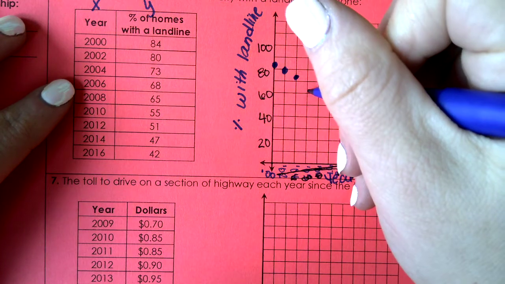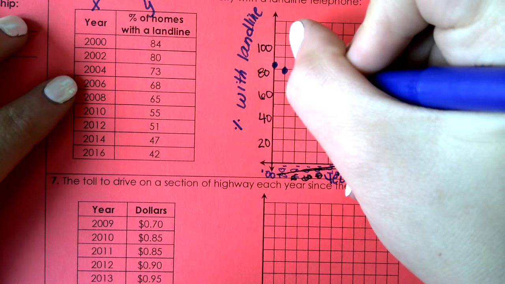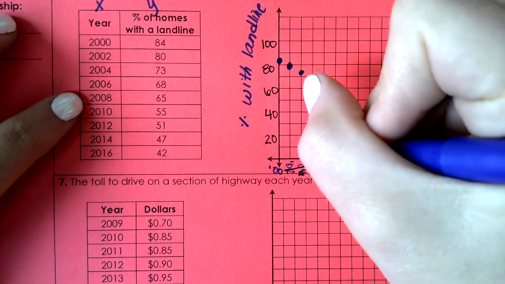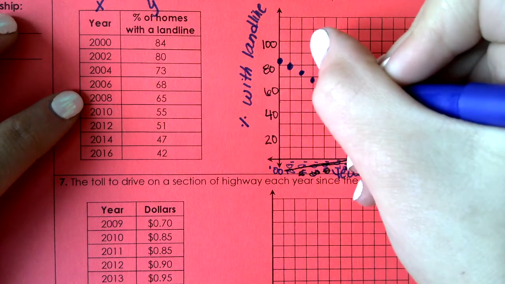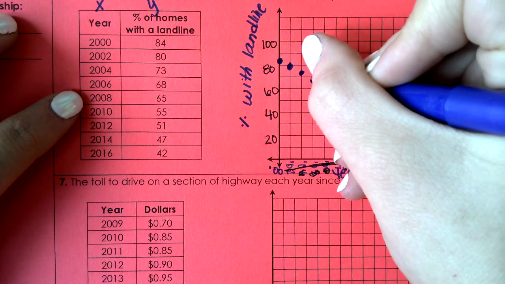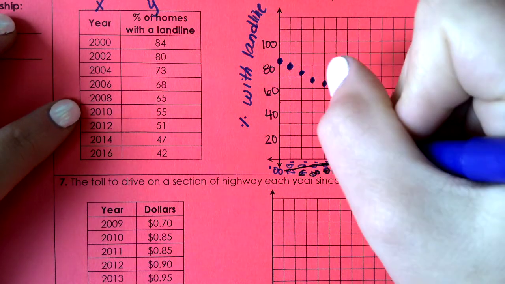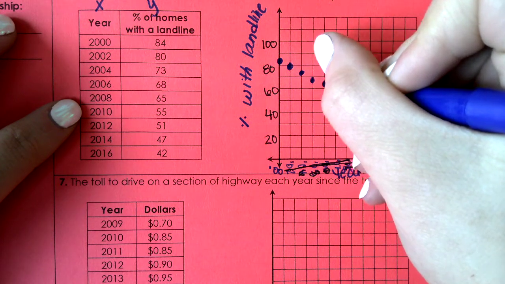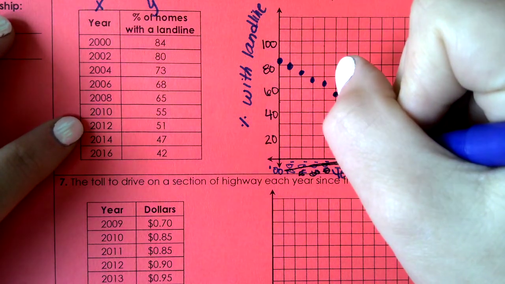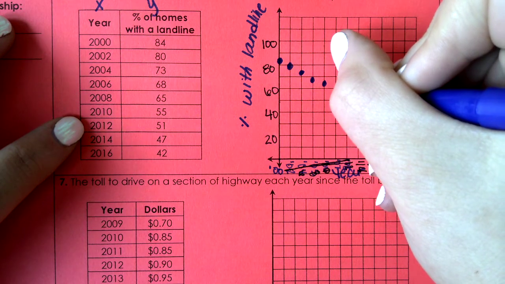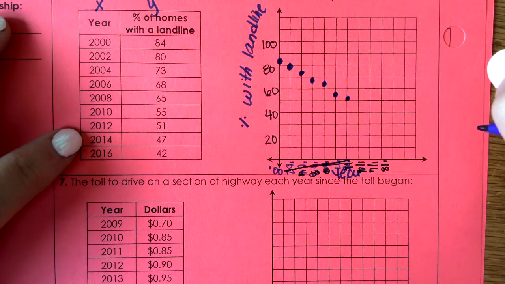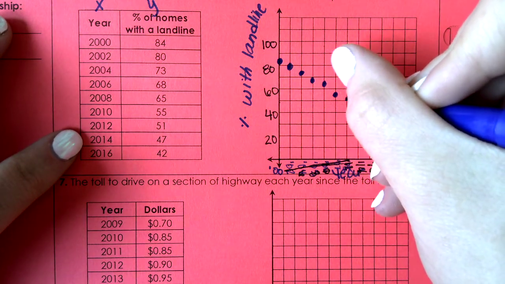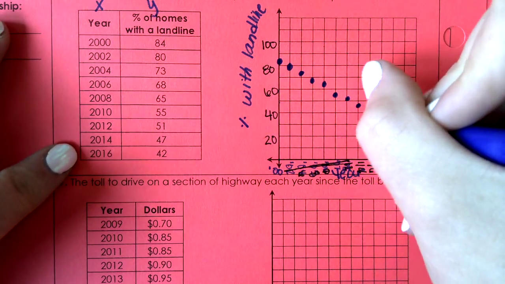2006 is at 68. 2008 is at 65. 2010 is at 55. 2012 is at 51. 14 is at 47. And then 16 is at 42.